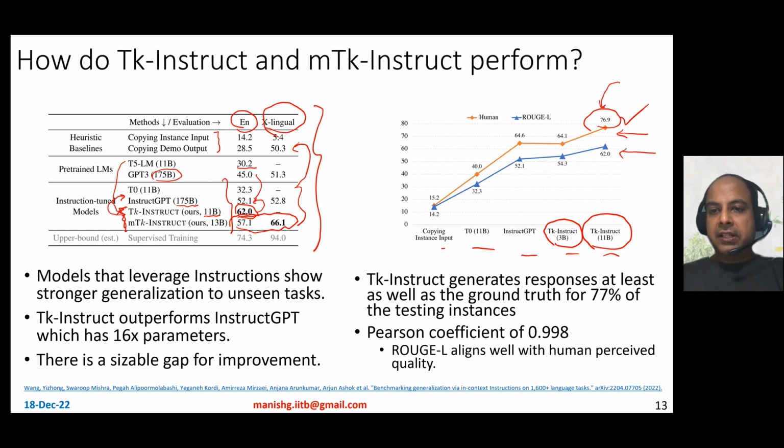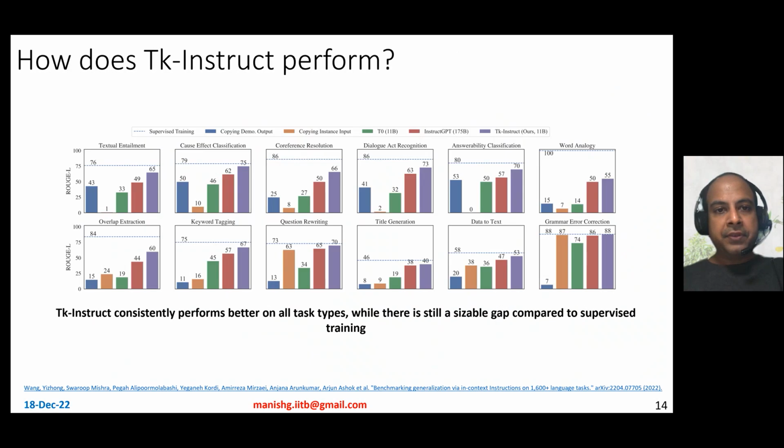And the interesting part is human evaluation and Rouge-L seem to be very highly correlated. In fact, the correlation coefficient of these two curves is 0.998, which is insanely, crazily large correlation. So basically saying the metric Rouge-L that they chose for these tasks aligns really well with human perceived quality.